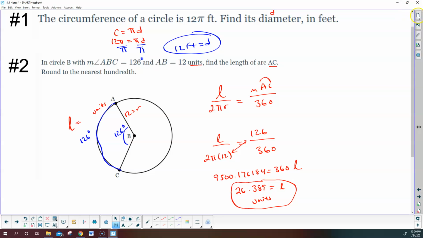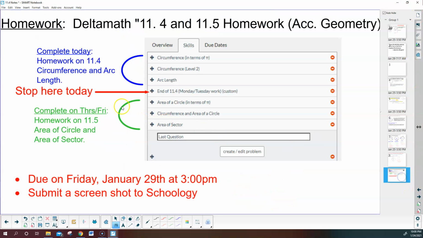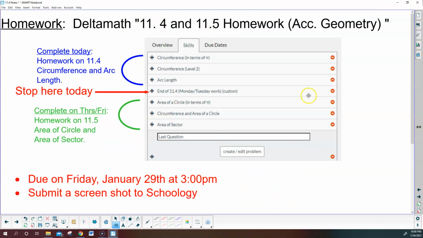There you go. All right, your homework tonight is a Delta Math assignment. Now I want you to really pay attention to this. 11.4 and 11.5. We only learned 11.4 today. We are going to learn 11.5 on Thursday, Friday. Today is Monday, Tuesday. And you're only going to do the first part. Okay, so do circumference, circumference level 2, and arc length. And then it says stop. Okay, you're going to stop here.